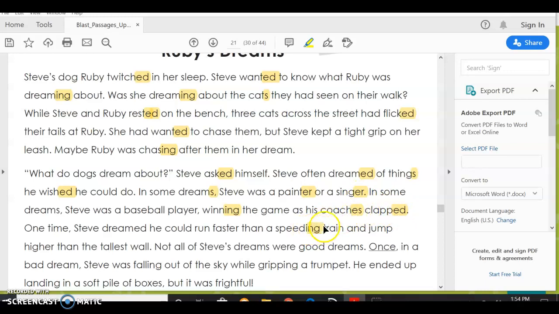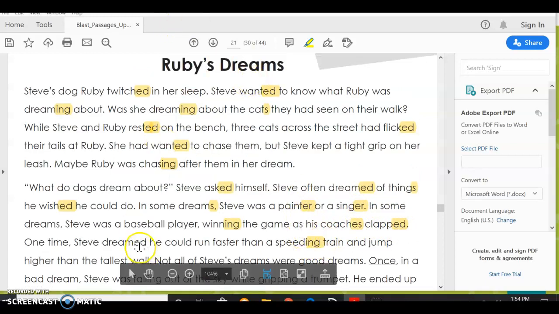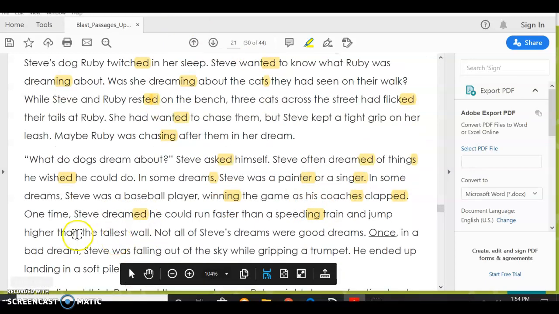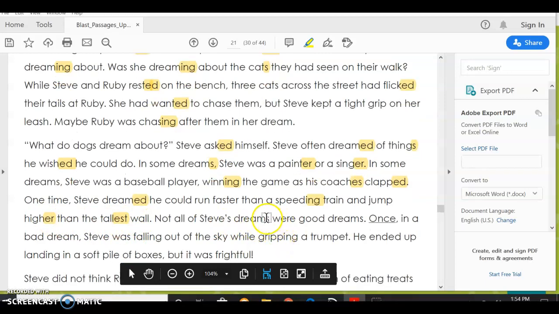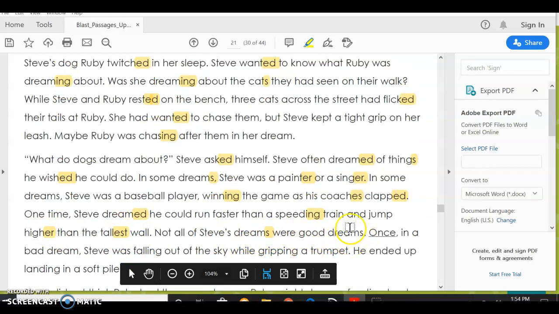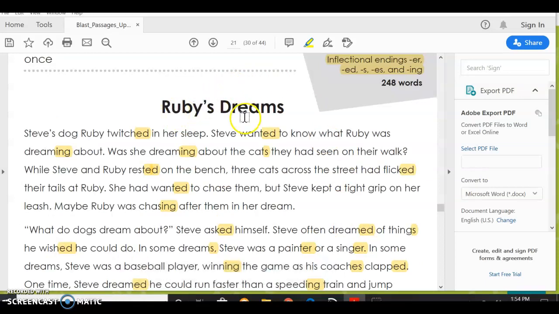And then whenever you're finished reading Ruby's Dream, I want you to go ahead and take that practice spelling test, and don't forget to type your name whenever you get to that part. And good luck, boys and girls. So go ahead now and click on Ruby's Dream, and then you'll take the practice spelling test.